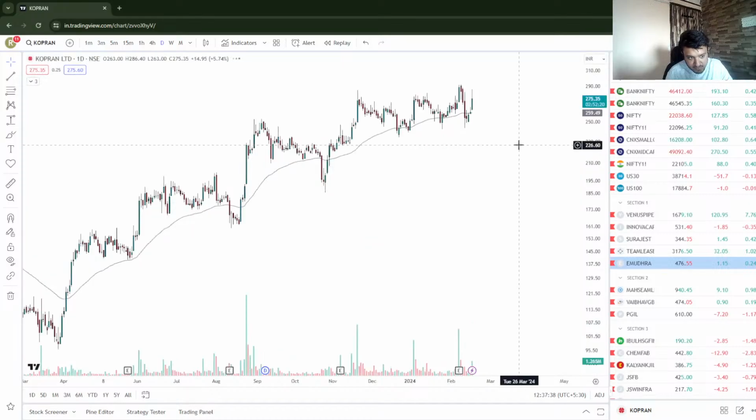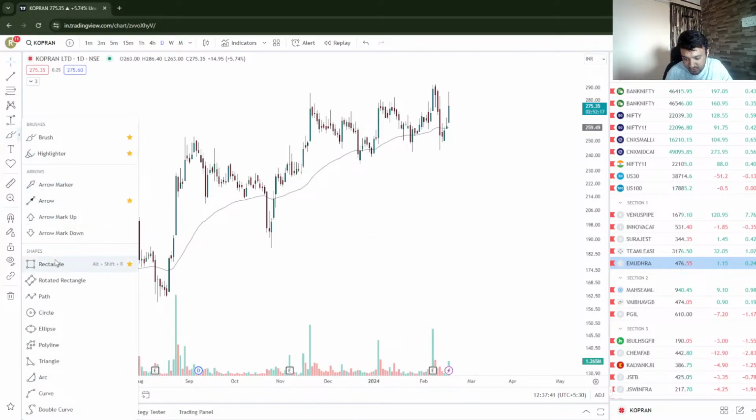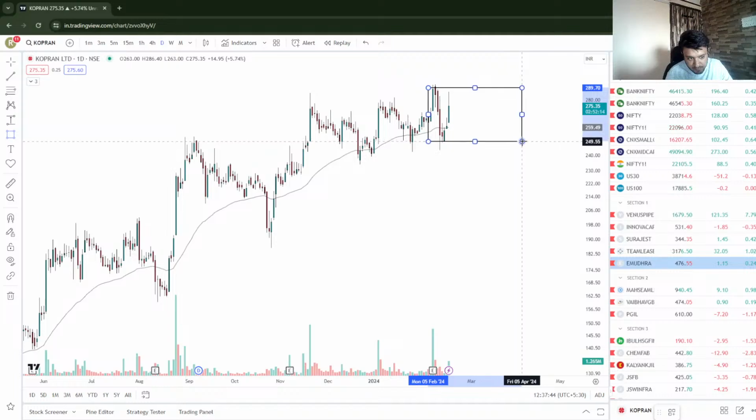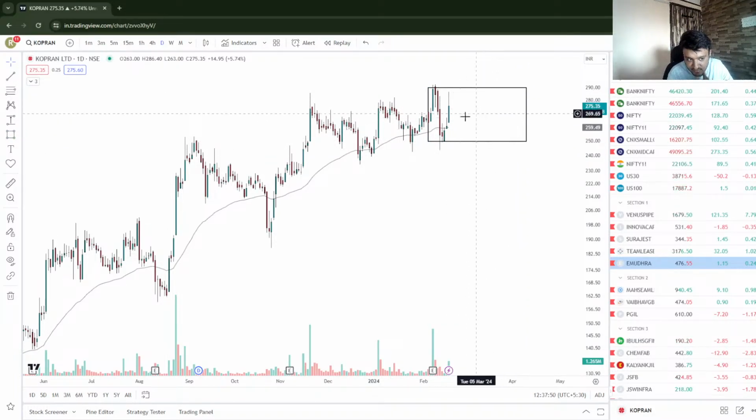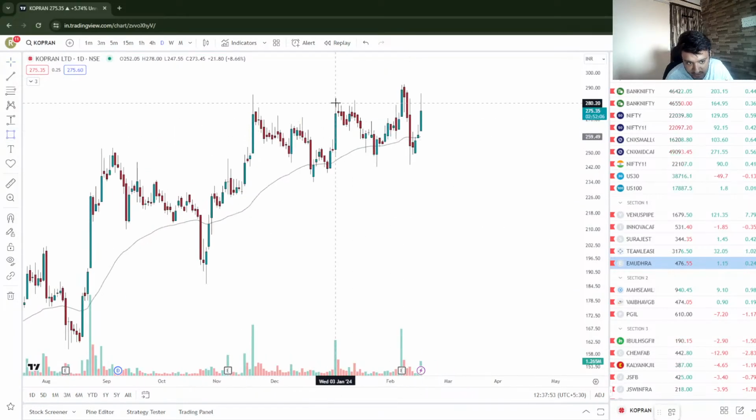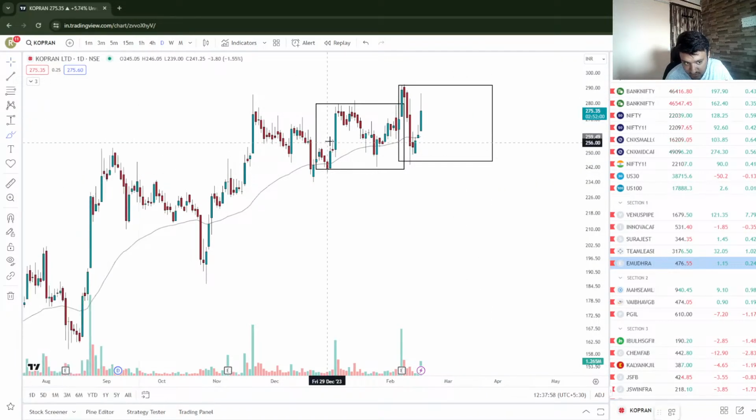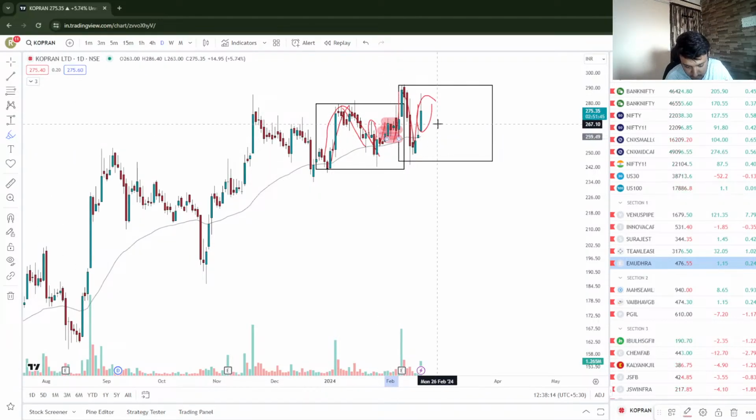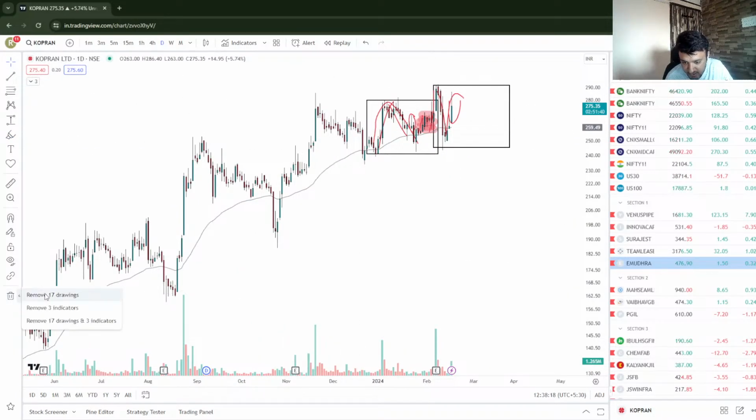All right, Copran. Again, see, this is the entire range of the stock. So let it cool down inside this range first. Let it go sideways. If you consider this range and this range, we are currently in this part. After the up move, the first drop, and now we are going up for the first time. So we need this sideways action. Hopefully things are clearer now.